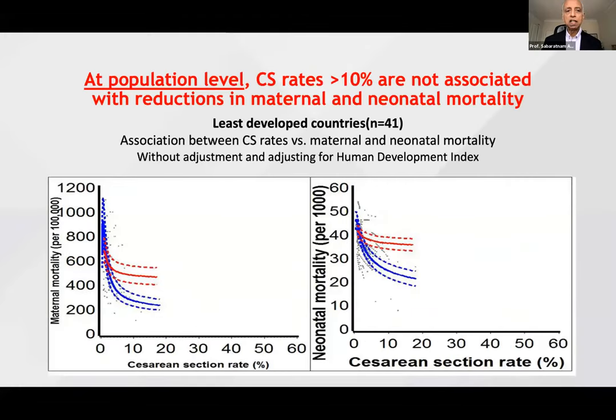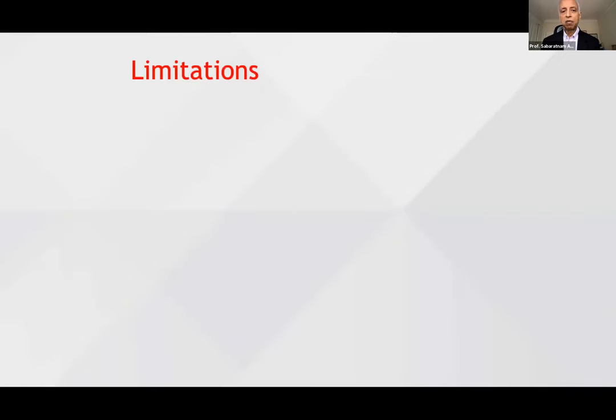And as you can see here, the horizontal axis shows the cesarean section rate. As you could see, after 10%, whether they are least developed or even if you correct for the human development index, after 10%, there is no improvement in maternal mortality per 100,000 or neonatal mortality per 1,000. So in other words, after 10%, there is no major reduction in maternal or neonatal mortality.